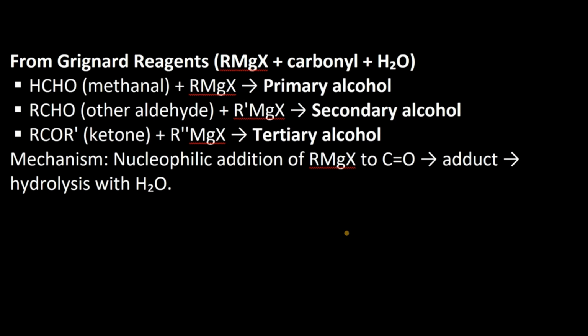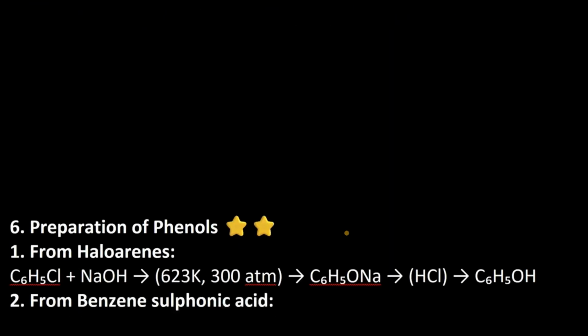From a Grignard reagent with a carbonyl group we produce alcohols. From methanal, I will get a primary alcohol. Other aldehydes will give you a secondary alcohol. Ketone will give you a tertiary alcohol. Okay, this is a nucleophilic addition reaction of RMgX to the carbonyl group.